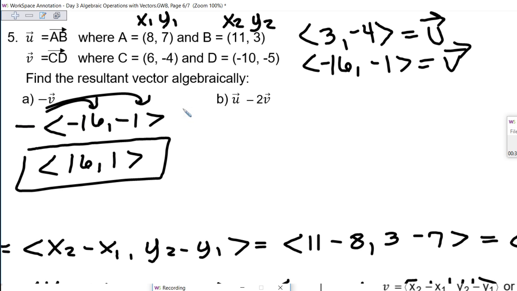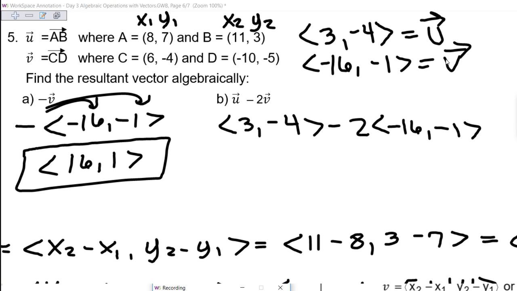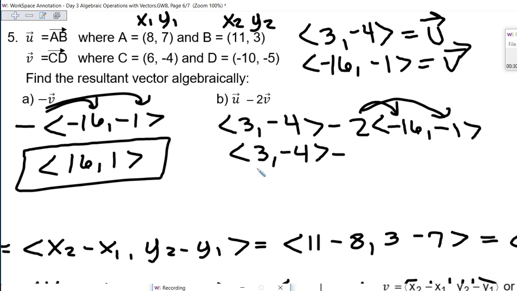And then part B, we have vector u. So start with vector u, which is 3, negative 4, minus 2 times vector v, which is negative 16, negative 1. Distribute your 2. So this would be 3, negative 4. Bring down the minus. Distributing the 2, 2 times negative 16 is negative 32. 2 times negative 1 is negative 2.